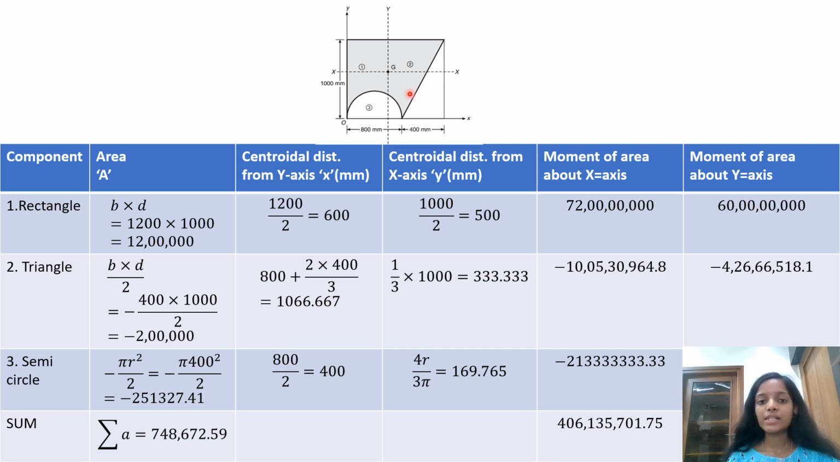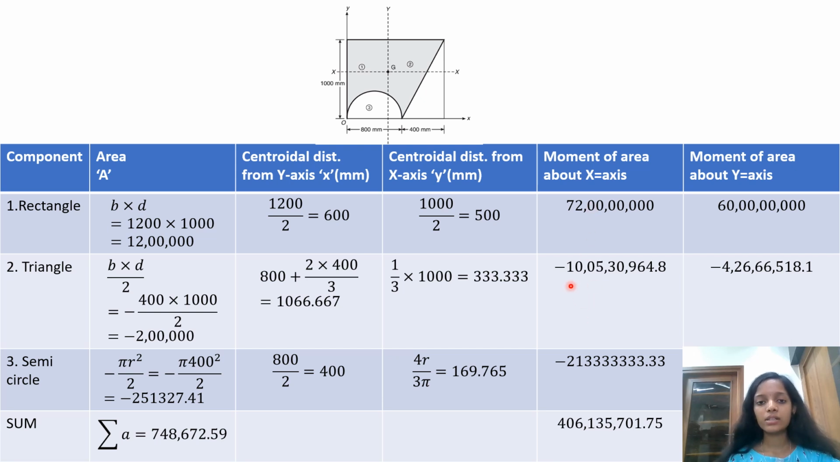But we have to find the centroidal distance from the y-axis. So we add this measurement, which is mentioned here. It is 800. So it will be 800 plus 2 into 400 by 3. And the centroidal distance from the x-axis, that is y, is 1000 by 3. 1000 is our height of the triangle. This would be our centroidal distance from the x-axis for the triangle.